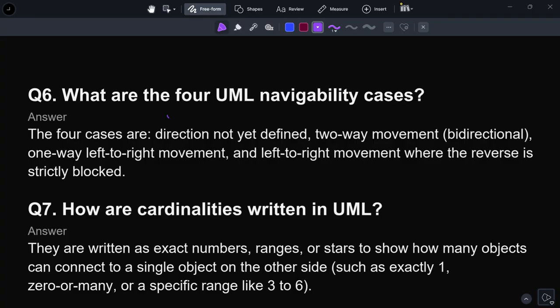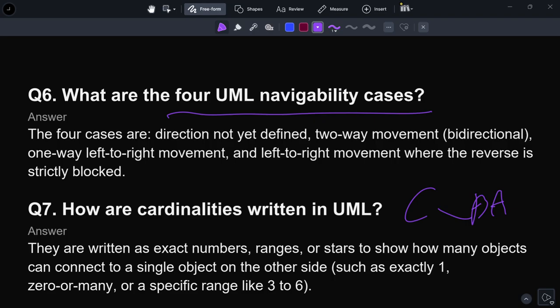Now we need to look at the 4 UML navigability cases. We know which object knows about the other object. Navigability tells the developers which object knows about the other object and how the data can flow between them in code. For example, unspecified, not yet defined. This is a case, right? It's a plain solid line, no arrows. The connection exists, but we haven't decided the data flow yet. Customer with bank account: they are linked, but we haven't assigned who calls whom yet.